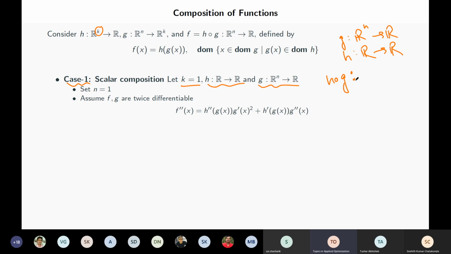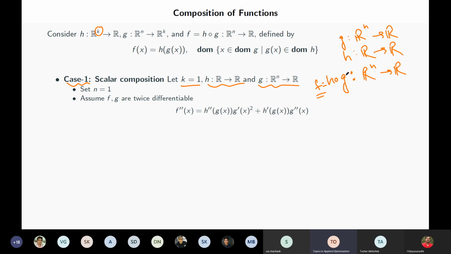h of g will go from where to where? So h of g, this is h after g, will go from R^n to R, which is f. h of g is defined to be f. So now the question is, for a composition of a function, what are the criteria when we can claim that this is convex?